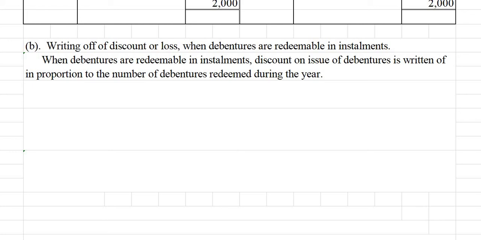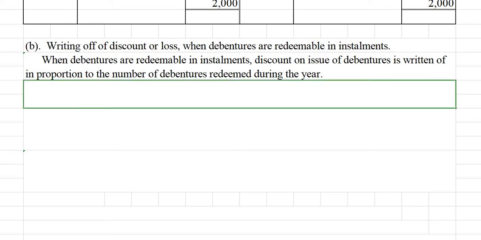What is the total discount, multiplied by how much is being redeemed? 2,000 out of 10,000. Suppose the discount is 20,000. We will write 20,000 total discount into 2,000 debentures being redeemed divided by 10,000. How much will we get? That much will be written off. We can explain that with the help of an example.